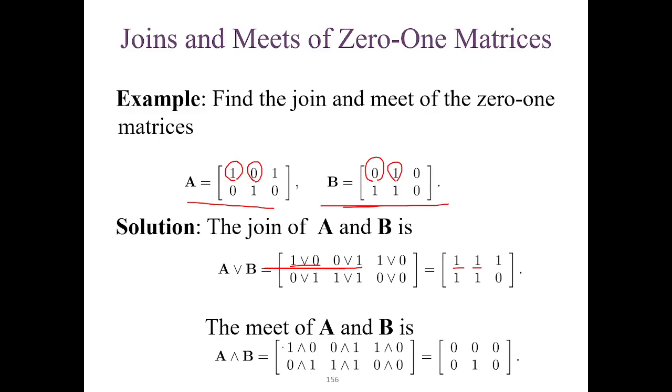Okay, let's see the meet of A and B. For the meet we calculate the AND operation. So for the first elements, 1 and 0, when we AND these two values, the result will be 0. If we AND 0 and 1, after the AND operation, we will have 0. So this is how to calculate the join and meet of two 0, 1 matrices.